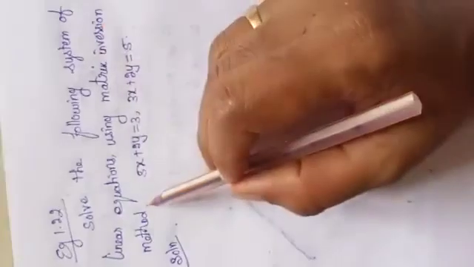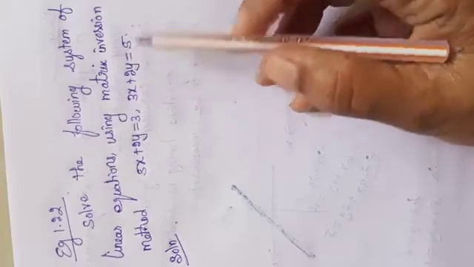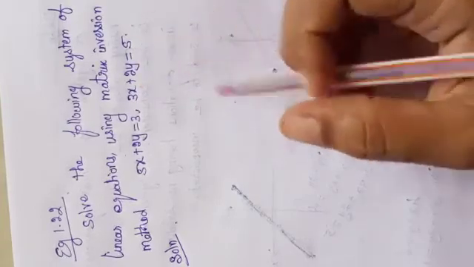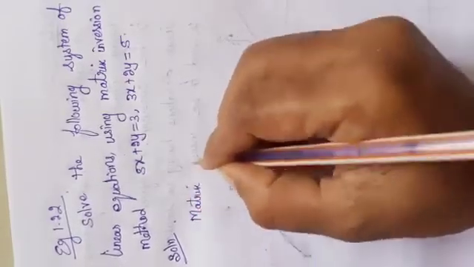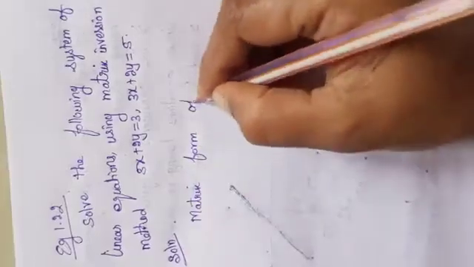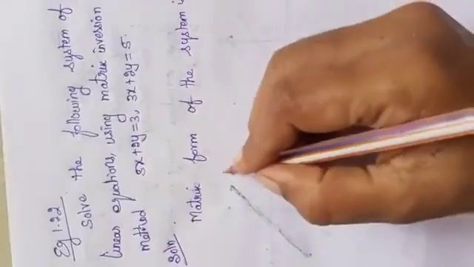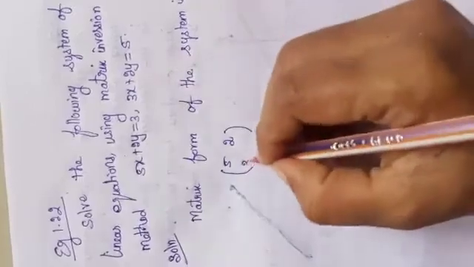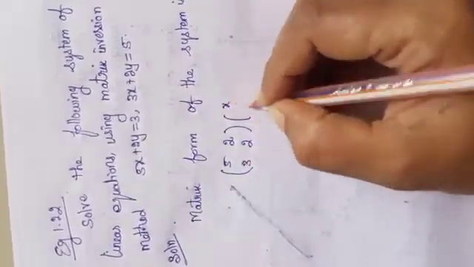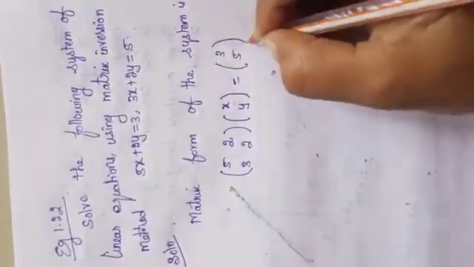Say, solve the following system of linear equations using the matrix inversion method. 5x plus 2y is equal to 3. 3x plus 2y is equal to 5. See, simple. I am going to write the matrix form. Matrix form of the system is: first write the coefficients of x and y. 5, 2. The next equation is 3, 2, into x, y, equal to the constant terms 3, 5.